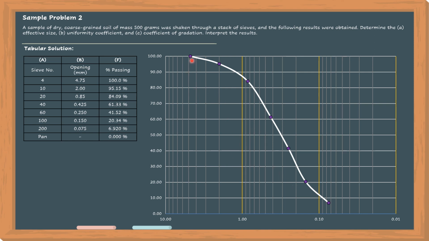Okay, so basically, for example, this 100% corresponds to sieve number 4 or its opening is 4.75 mm. So this is 4.75 mm and then 100%. This next point is 2 mm particle diameter, and then its percent passing is 95.15%. This third point has a particle diameter of 0.85 mm. Then its percent passing is 84.09%.